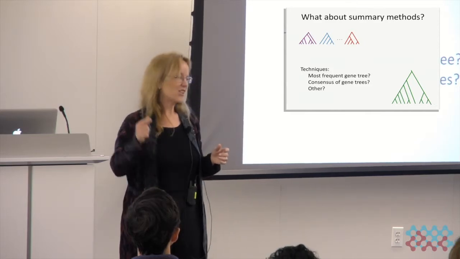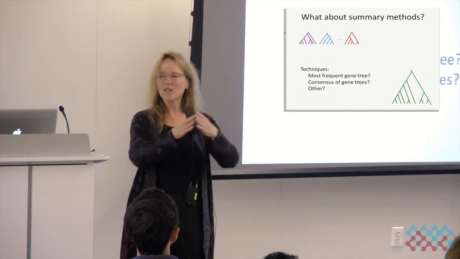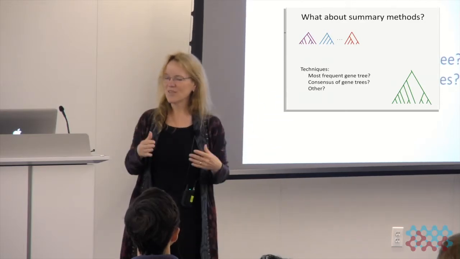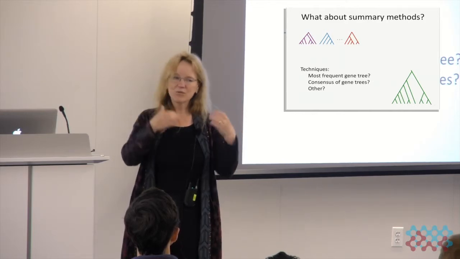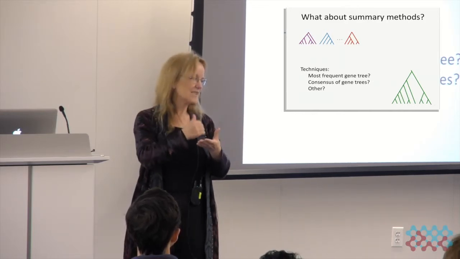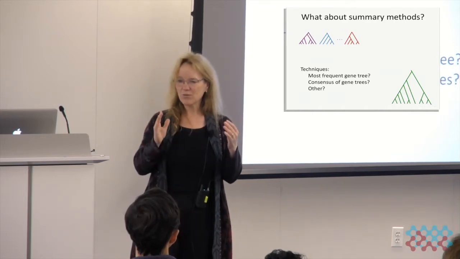And worse, you can actually be provably positively misleading. You can converge to the wrong species tree as the number of gene trees goes to infinity. So that's called the anomaly zone. Anyone who's heard of the anomaly zone, that's what it is, where the most frequent gene tree is a statistically inconsistent estimate of the species tree. You can't do that and have a reliable estimate.